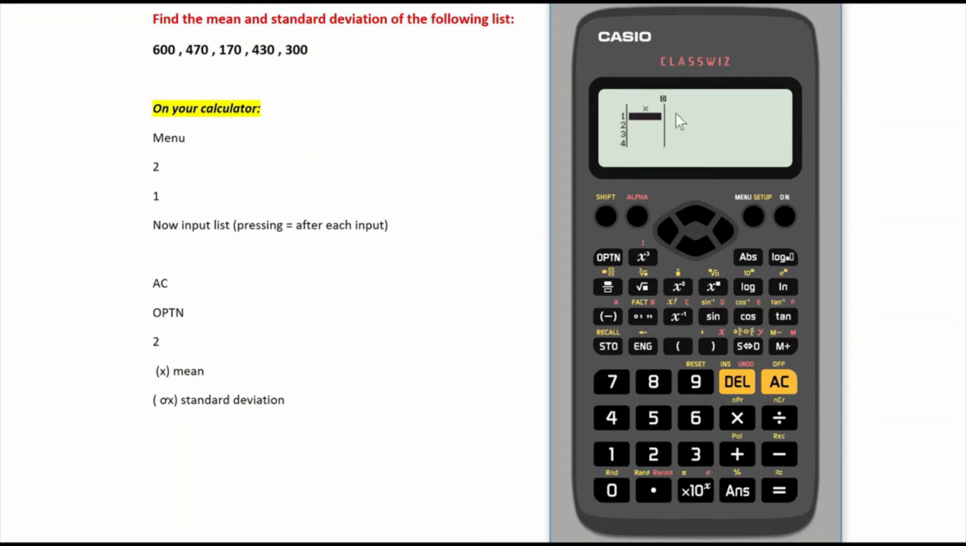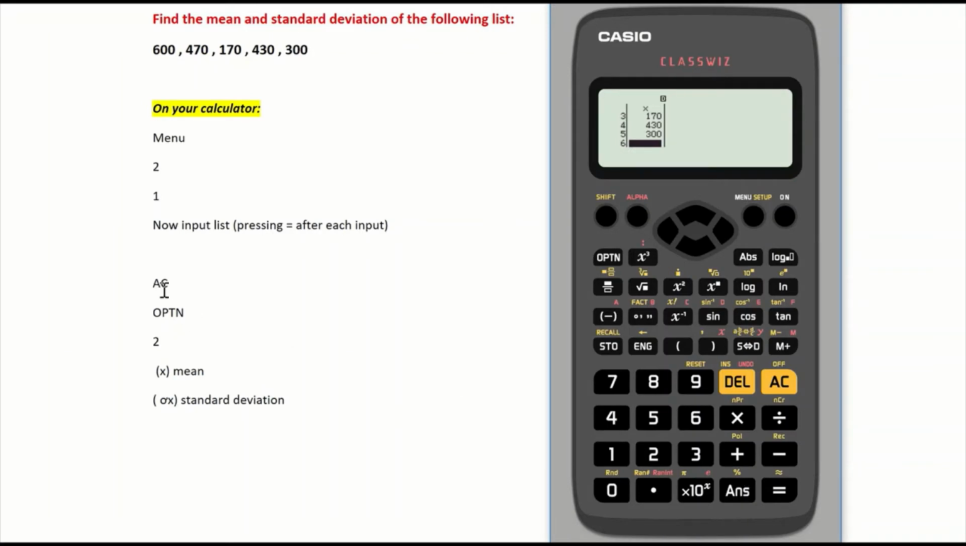Up comes a table, and I now need to input the data onto that table. The list of numbers, as we said, is over here to the left, these 5 numbers. So the first number I'm going to key in is 600. So I press 600 on my calculator. I now have to press the equals key. You have to press equals in order for that number to appear in your table. I now key in the 470, and once again hit your equals key. I now put in 170, hit your equals, 430, equals, and finally my 5th number is 300, hit your equals to input that number.